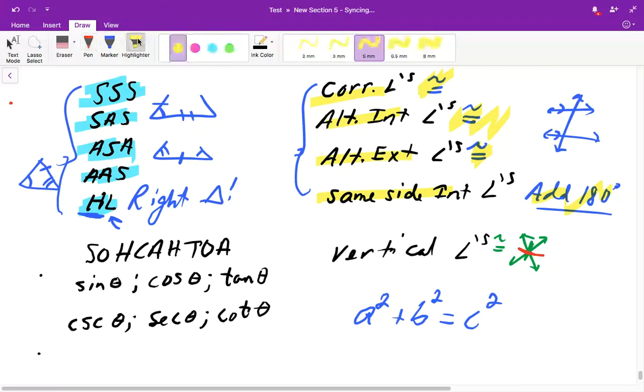And then last but not least, you'll need to know your Sohcahtoa. You need to know your sine ratio, which is opposite over hypotenuse. Our cosine is adjacent over hypotenuse, and then our tangent is opposite over adjacent. On top of that, you need to know their reciprocals. Cosecant is the reciprocal of sine, secant is the reciprocal of cosine, and cotangent is the reciprocal of tangent. All right, that's it for this video. There's one more thing that I want to show you to end this video off.